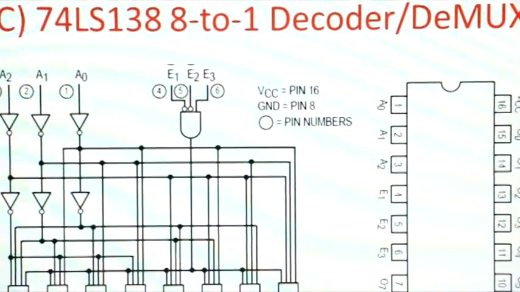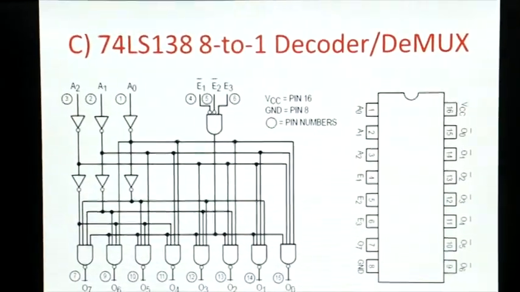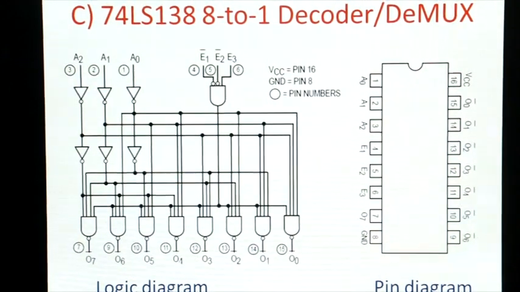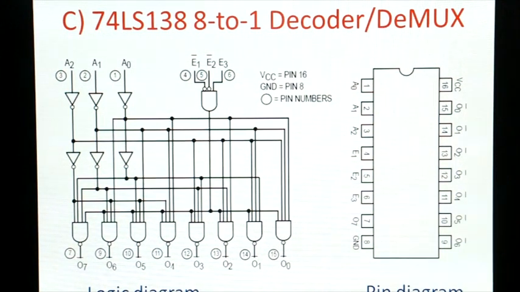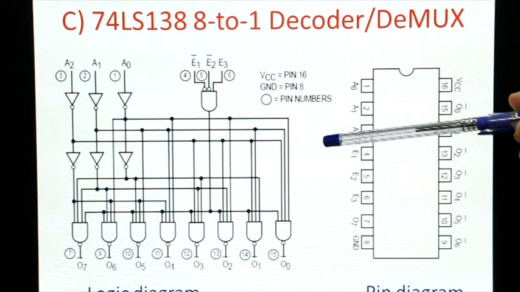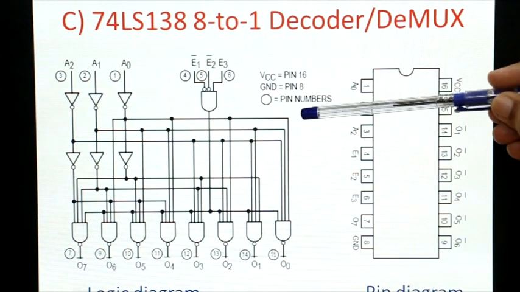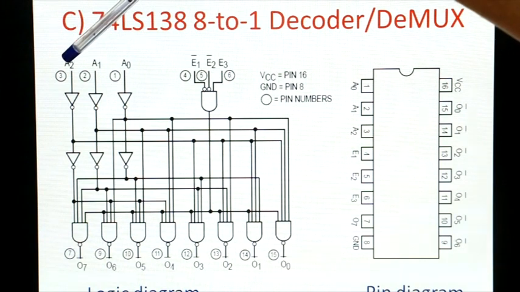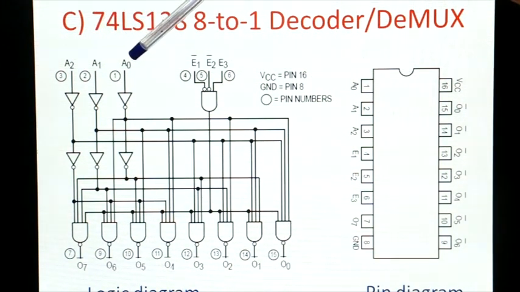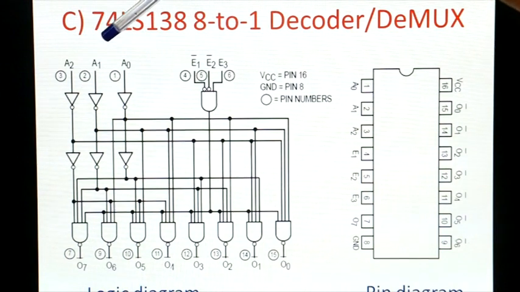Now the next circuit, the third one we want to see, is a very popular address decoder IC, the 74LS138, which is an 8-to-1 decoder demultiplexer. If you look at the logic diagram, you see that you have these three inputs A2, A1, A0. A2 is the MSB and A0 is the LSB.